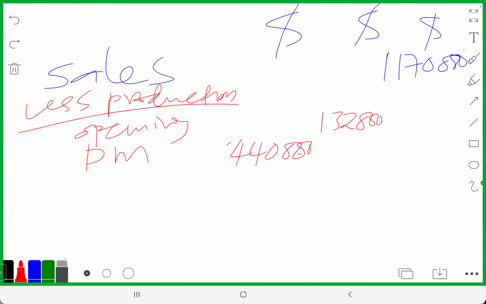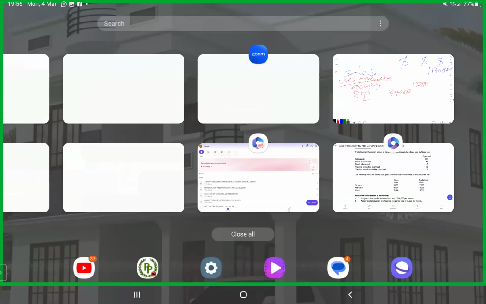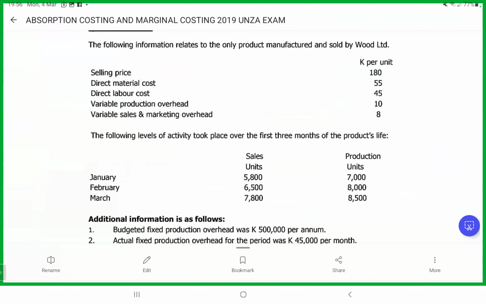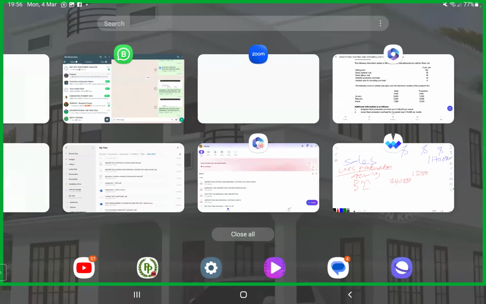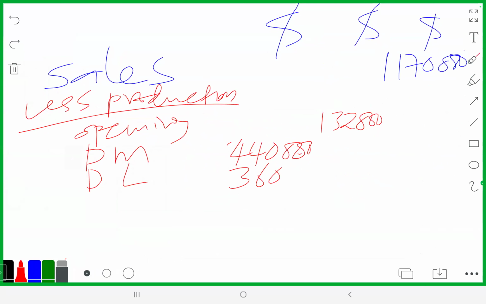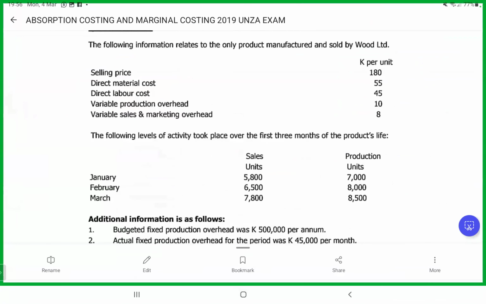Direct labor, we need direct labor now. What are we finding about direct labor? 45 times 8,000. 360,000. How did you calculate labor? You get the labor cost per unit. Direct labor cost per unit is 45. 45 times the level of production in February, which was 8,000.